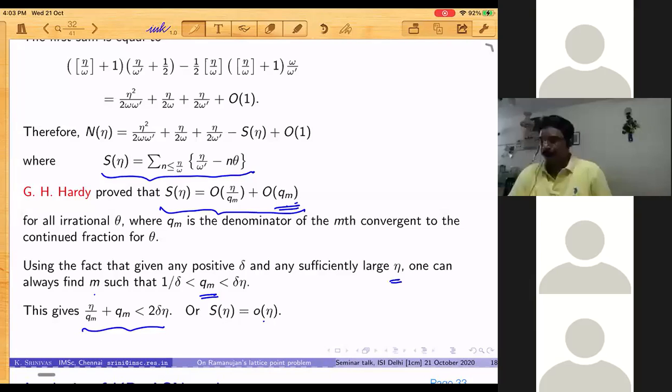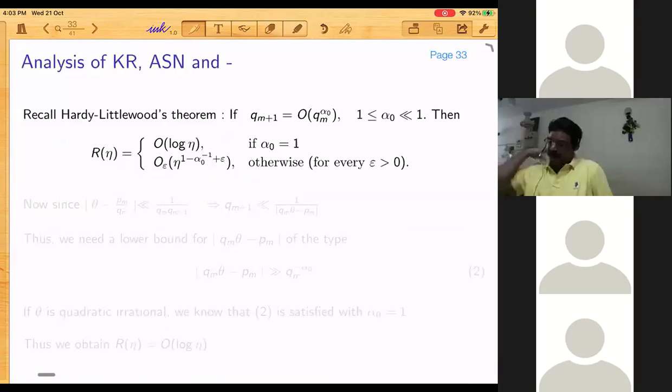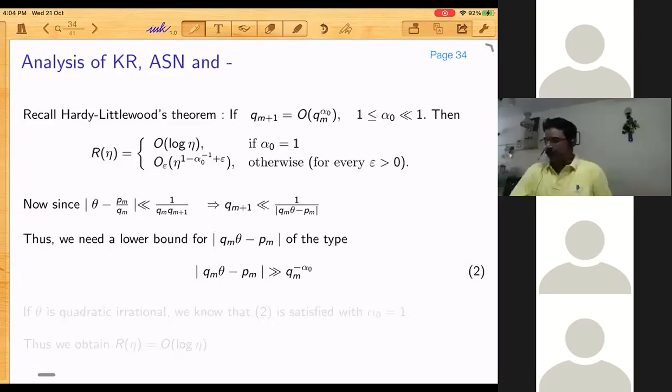And our observation, namely our remark, follows from the Hardy-Littlewood theorem. Recall that Hardy-Littlewood said if Qm plus 1 is bounded by Qm to the power alpha naught, then R eta is like this. So the aim is to show this.